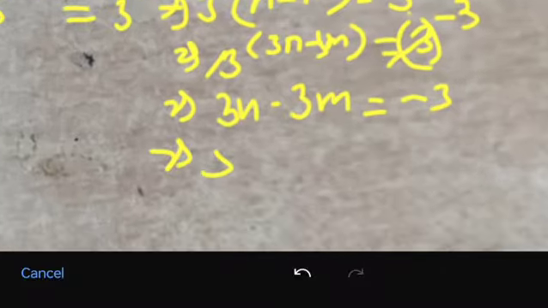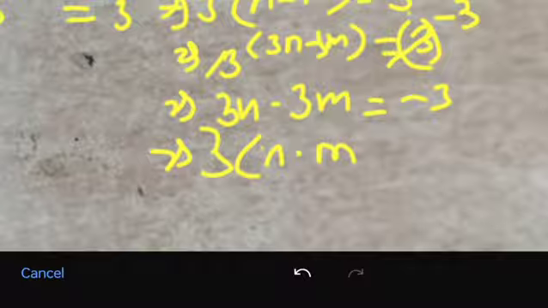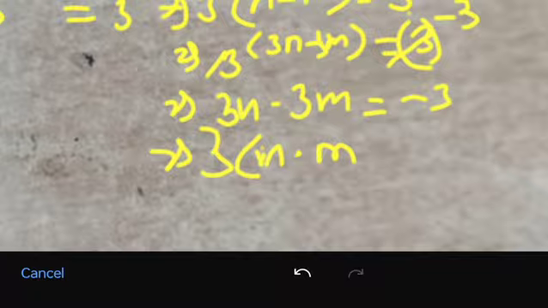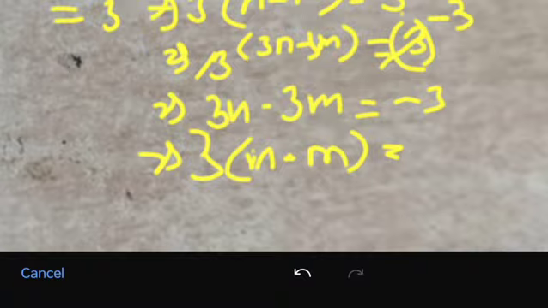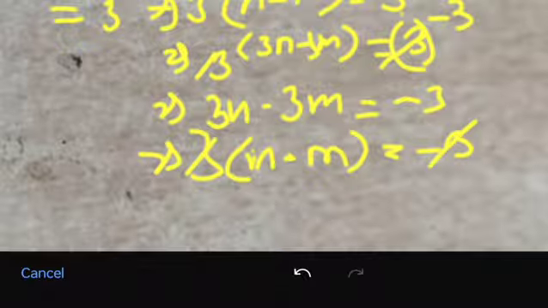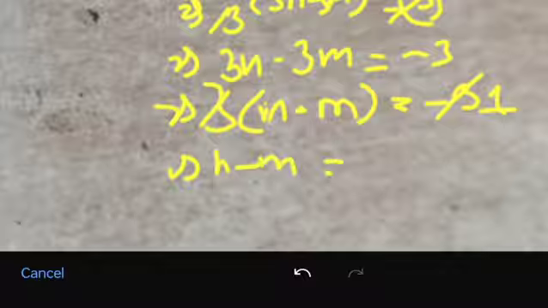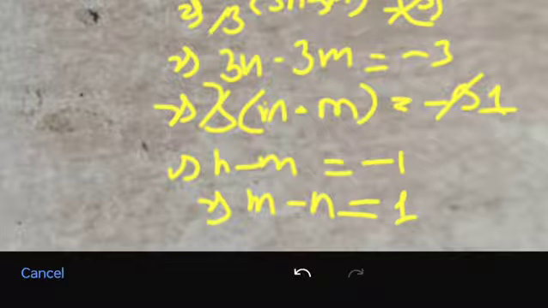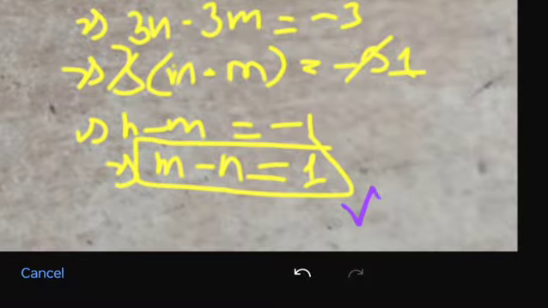So again we will take 3 as common. So n minus m would equal to minus 3 left. So the thing we would do is cancel them up, and we got n minus m equal to minus 1. We would multiply minus 1 on both sides. So we got this thing, and the thing we have to prove is this thing only. So we have proved here, hence proved.